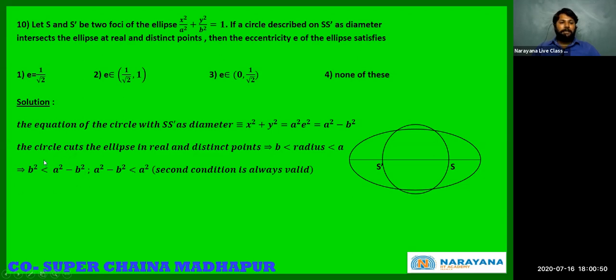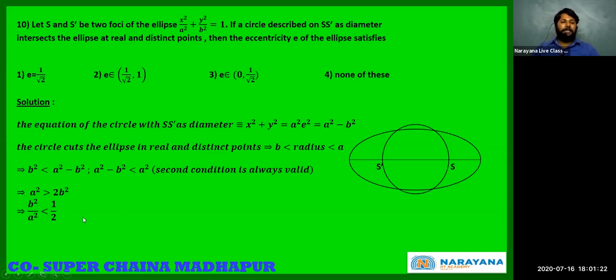The first condition gives 2b square is less than a square, and the second condition gives minus b square is negative. A square will get cancelled, and minus b square is always going to be negative, so don't worry about this. So look at the first condition. Therefore, a square should be greater than 2b square, or b square by a square is less than half. Correct?